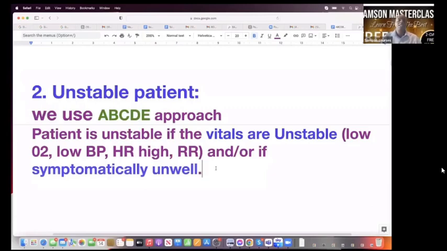So the patient is unwell if they are symptomatically unwell, or if the vital signs are abnormal, or maybe a combination of both. When we approach the patient, we look at the monitor, and we glance at the patient to see how they look. Then we decide this patient is unwell, and I am using the ABCDE approach to assess this particular patient.